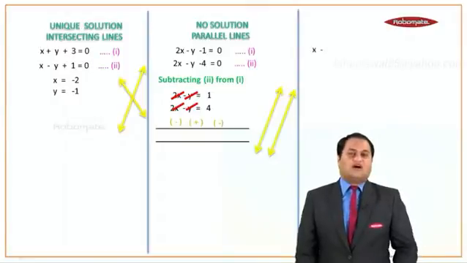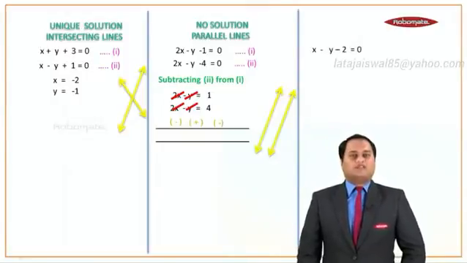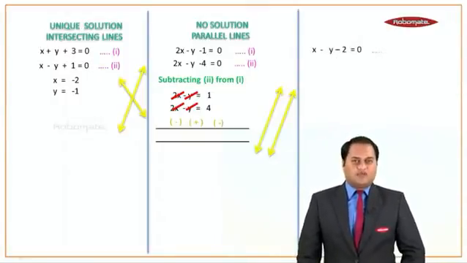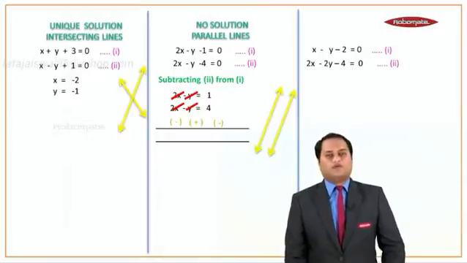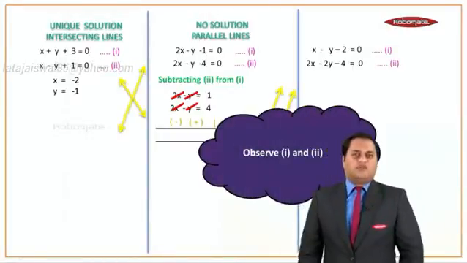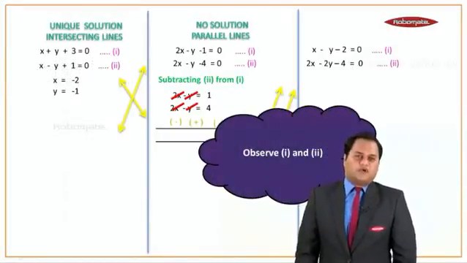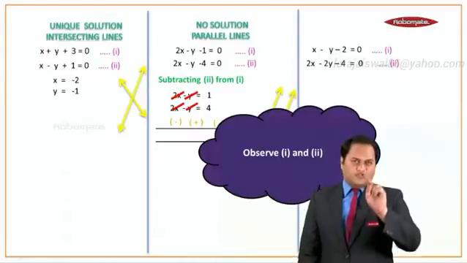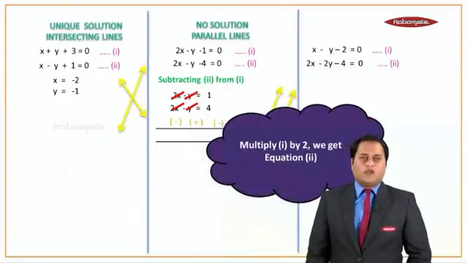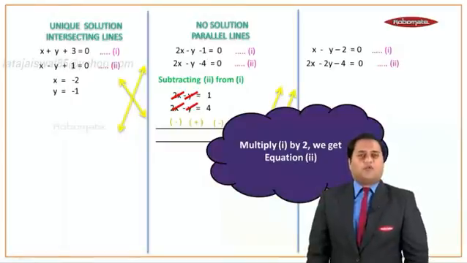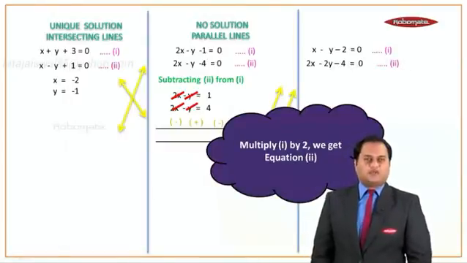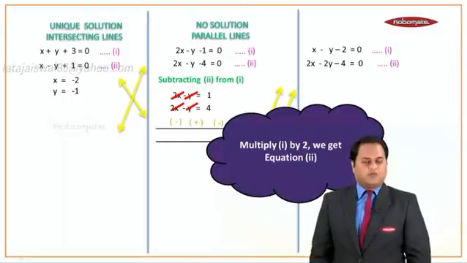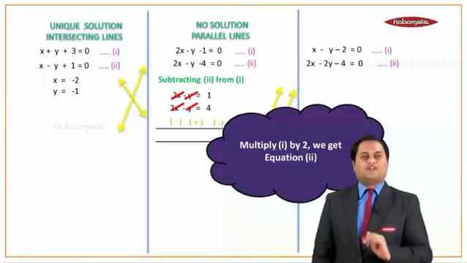Let's look at the other two equations now. x minus y minus 2 is equal to 0 is equation number 1, and 2x minus 2y minus 4 is equal to 0 is equation number 2. Now observe equation number 1 and equation number 2 very closely. What do you observe in 1 and 2? When you multiply equation number 1 by 2, we get the second equation. Multiply the first equation by 2, you get 2x minus 2y minus 4 is equal to 0, which is nothing but the second equation.